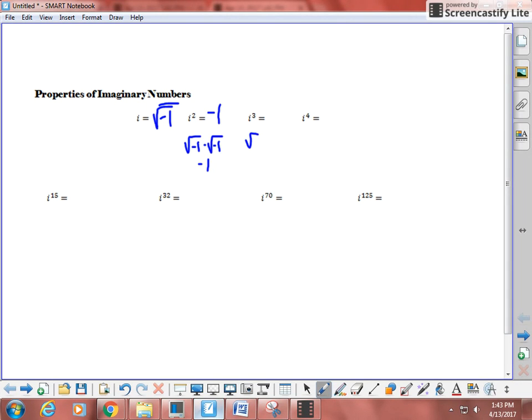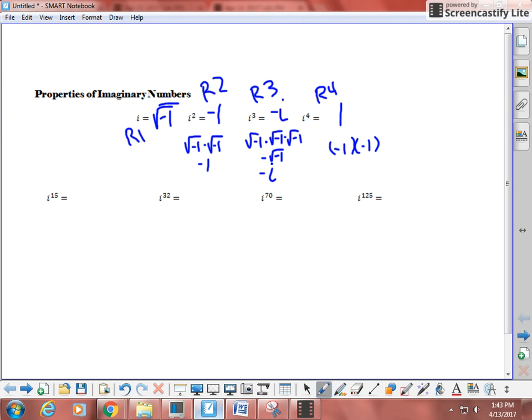i to the third is this times 3. So what that's going to give us is the negative square root of negative 1. So it gives us a negative i. i to the fourth is doing this 4 times, so we'd get negative 1 times negative 1, which is a positive 1. So anytime that you get a remainder of 1, it's going to be i. A remainder of 2 is going to be negative 1, a remainder of 3 is going to be negative i, and a remainder of 4 is going to be 1.